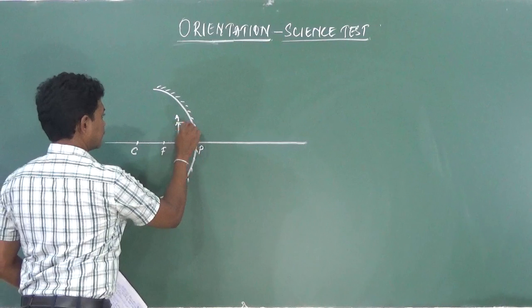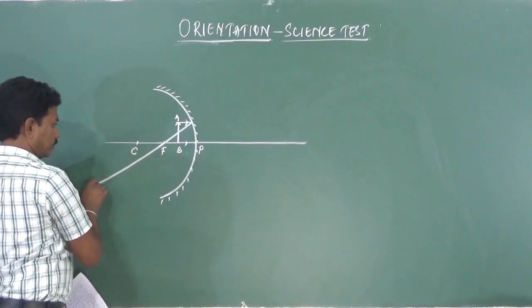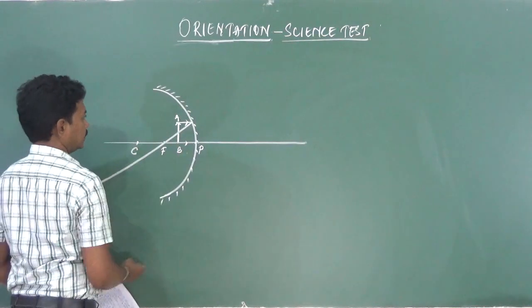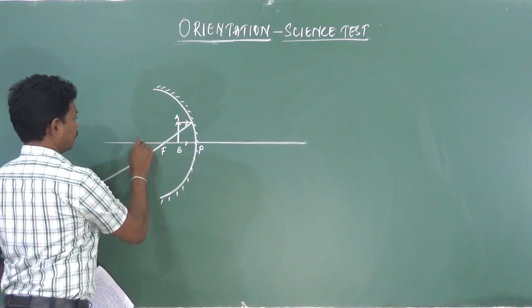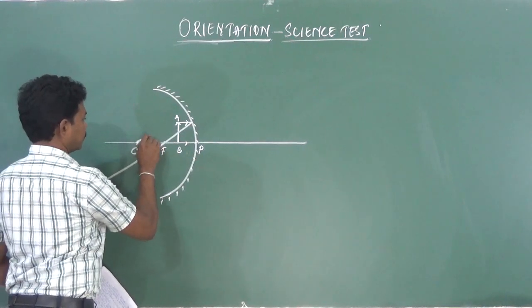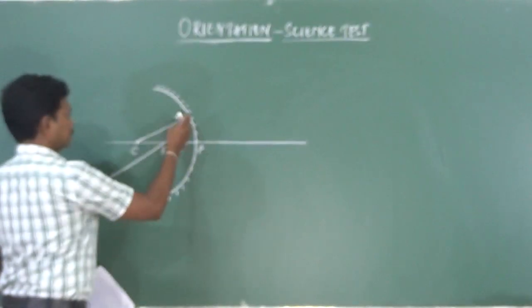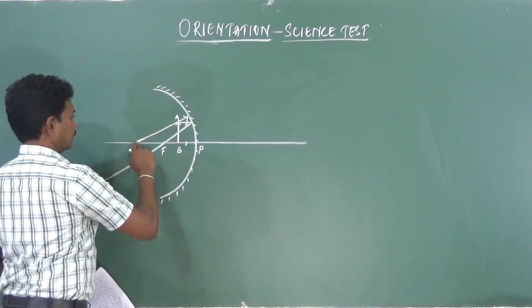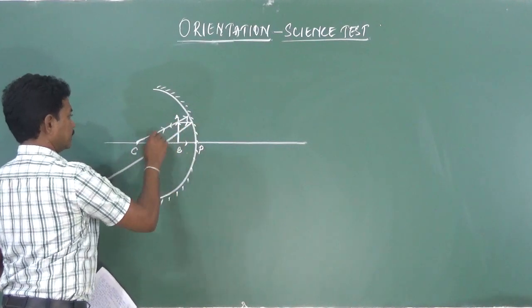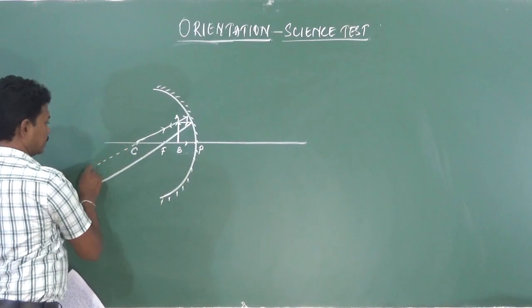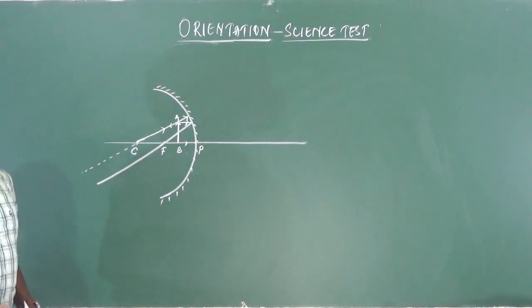One of the light rays travels parallel to the principal axis. After reflection it passes through the focus. For the second one, we cannot pass it through anywhere, so we make it pass through the center of curvature. As this ray hits the mirror, it retraces its own path. These two are diverging light rays and they will never meet each other.